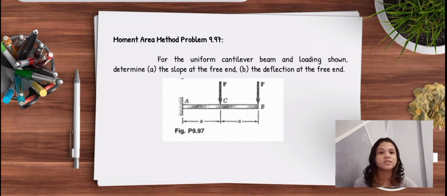So, let's proceed to the problem, which is problem 9.97. For the uniform cantilever beam and loading shown, determine first the slope at the free end and the deflection at the free end. As you can see, we have two forces applied on the beam, which are going downward.